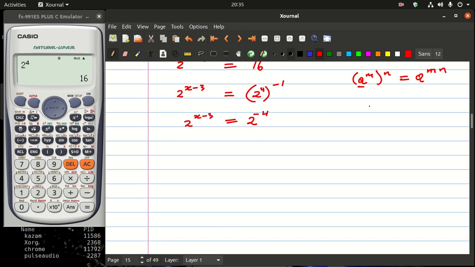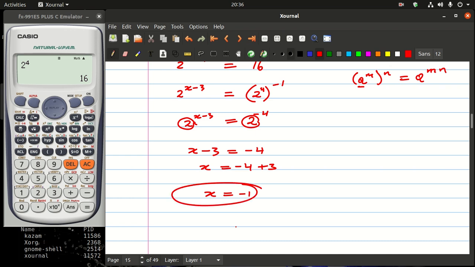If you look carefully, I have a 2 and a 2, they are the same. So x minus 3 is supposed to be the same as minus 4, or x is supposed to be the same as minus 4 plus 3. Minus 3, jumping the equal sign, is supposed to be positive 3. So our x is the same as minus 1.